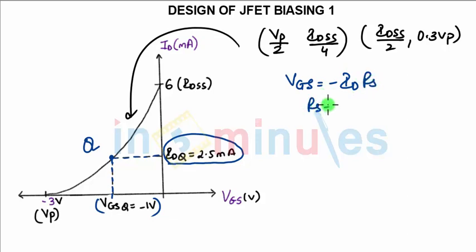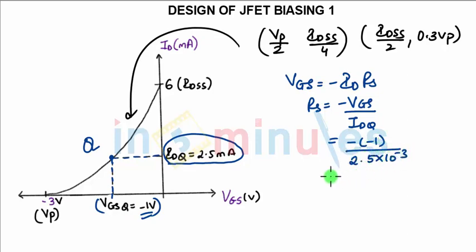Now what will be your RS? Minus VGS upon IDQ. Your value of VGSQ is minus 1, so minus of minus 1 divided by 2.5 into 10 raised to minus 3. This will give you RS as 0.4 kilo ohms.